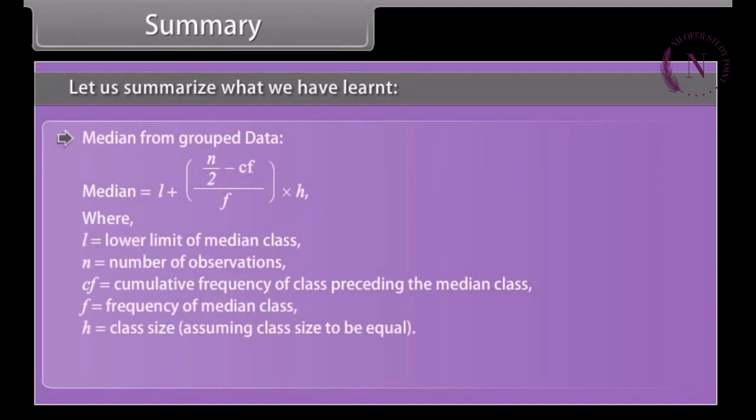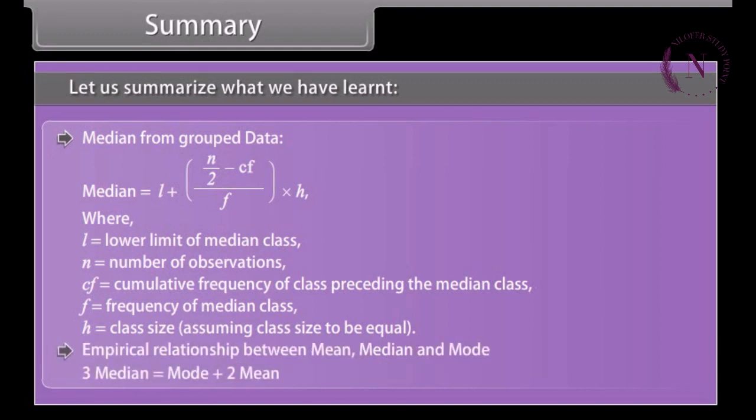Median from grouped data. L plus (n by 2 minus CF) divided by f and multiplied by h, where L is equal to the lower limit of the median class, n is equal to the number of observations, CF is equal to the cumulative frequency of the class preceding the median class, f is equal to the frequency of the median class, h equals class size assuming class size to be equal.